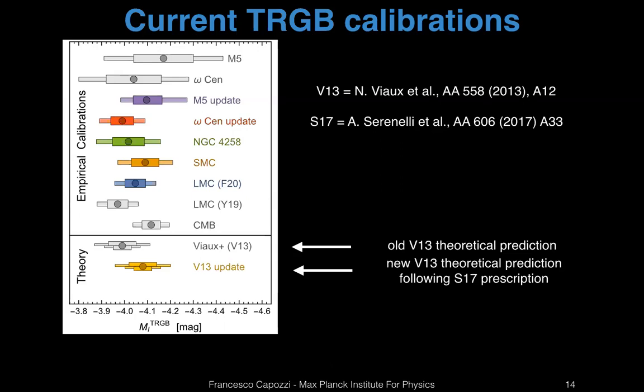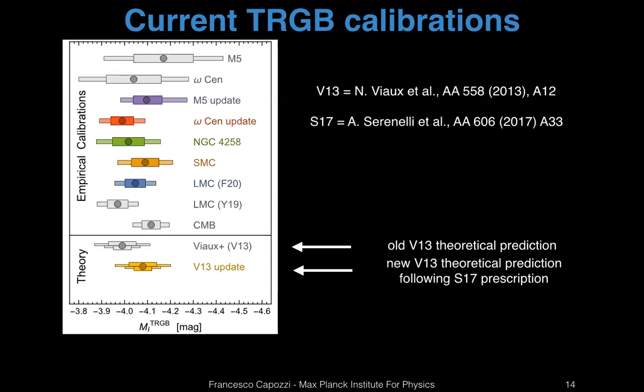Paper from 2013. So the gray band is the old theoretical calibration that we have updated, because very recently in this paper I was telling you about, Serenelli et al., they have pointed out that Vio et al. shouldn't have used in their theoretical calculations the weak nuclear screening for the calculation of the nuclear reactions happening inside the star. They should have used instead the intermediate prescription for the nuclear screening.